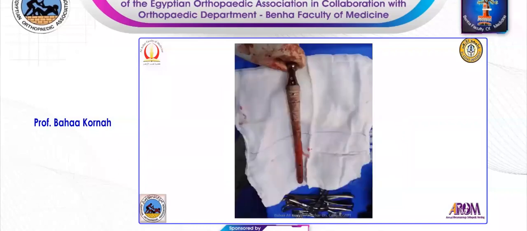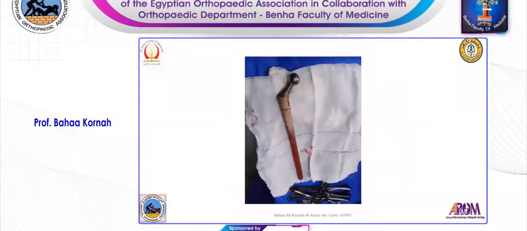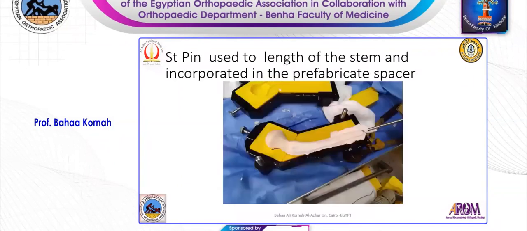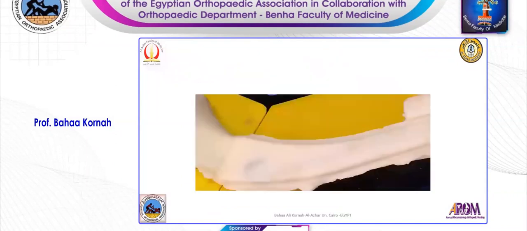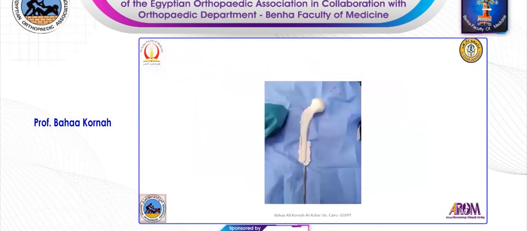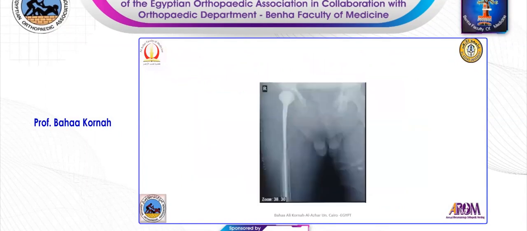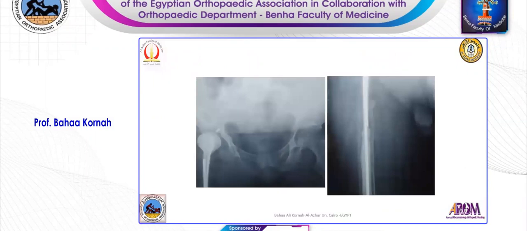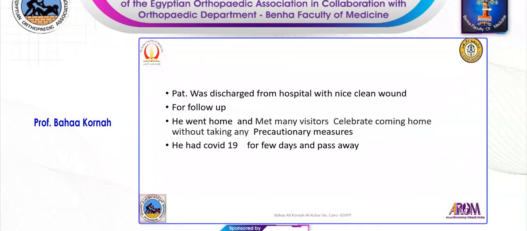So we prepared. This is after we removed the stem, and the stem was used for lengthening and incorporated in the prefabricated spacer. This is the spacer, and this is the stem pin. We debrided the patient and inserted the spacer, and this is the position post-operative and at follow-up for this patient.